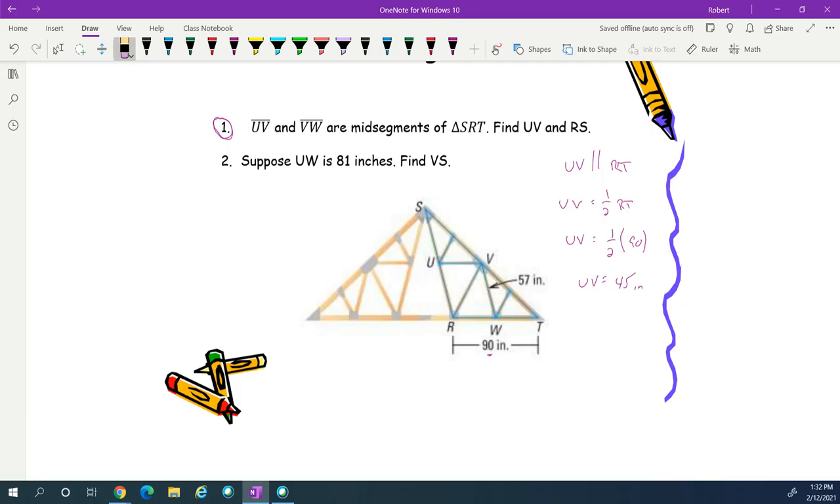If we work with VW, it connects the midpoints of two sides. It is parallel to the third side and measures 1/2 of that third side. So VW is parallel to SR or RS. Same thing. I'm just going to name it the way the problem gave it to us, RS. VW equals 1/2 of RS. So VW is 57. That equals 1/2 of RS. So we multiply both sides by 2, and we get 114 inches for RS.